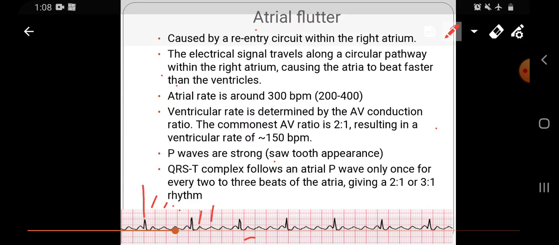اوكي، حكينا دائما انه الفنتريكولار ريت it's determined by the AV conduction. الكومنست هو انه يكون 2 to 1 وبالتالي بيعطيني ريت يكون 150، بس مش شرط، مش لازم انه يكون هيك. يعني هون تقريبا الريت هو 4 to 1، يعني لكل 4 P waves we have 1 QRS complex. اوكي، فإذا ممكن يكون 2 to 1، 3 to 1، 4 to 1، it depends actually على ال conduction from the AV node. So this is atrial flutter.